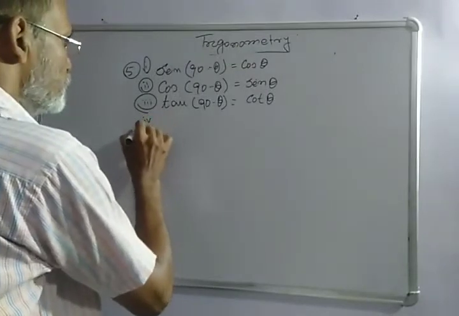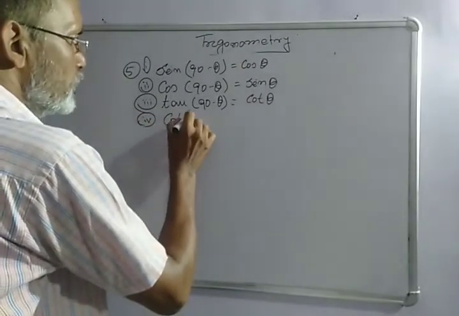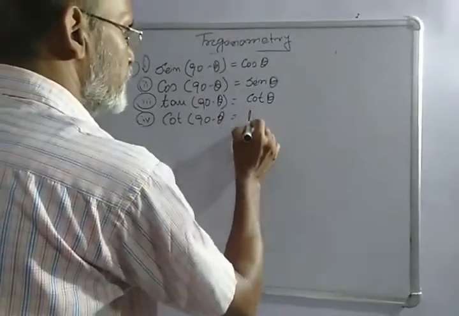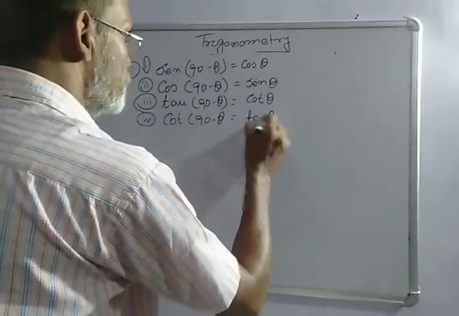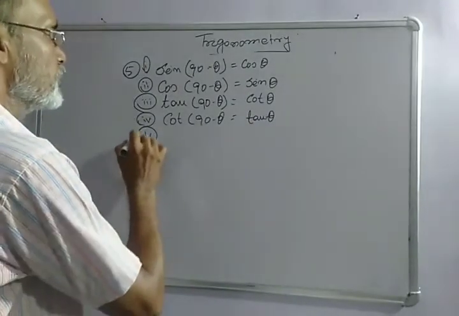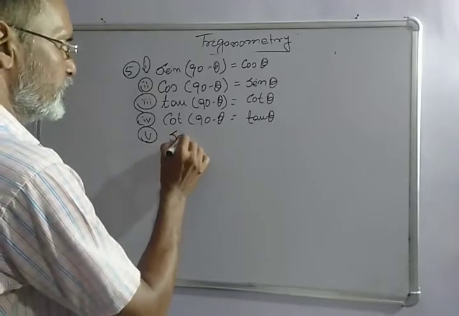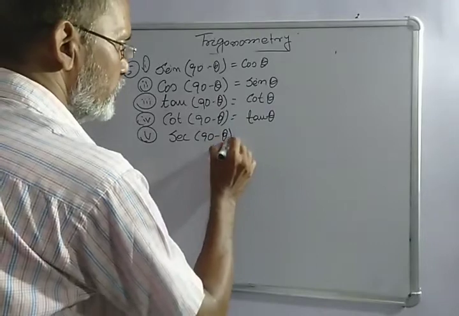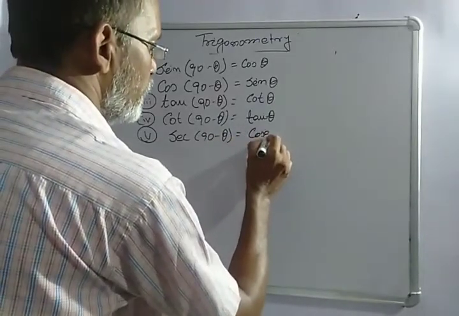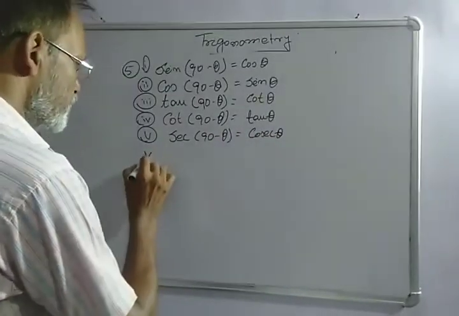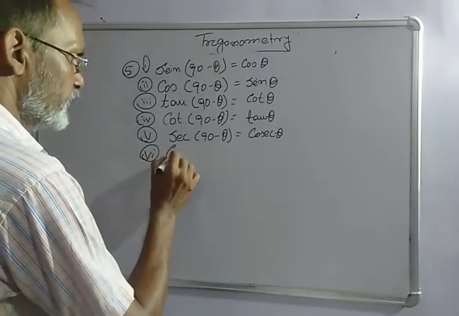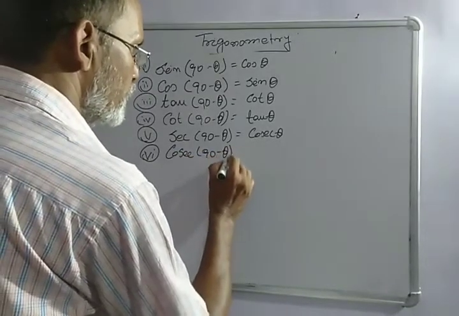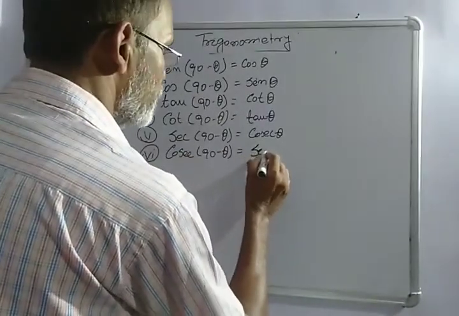Number 4, cot 90 minus theta is equal to tan theta. Then number 5, sec 90 minus theta is equal to cosec theta. Then number 6, cosec 90 minus theta is equal to sec theta.